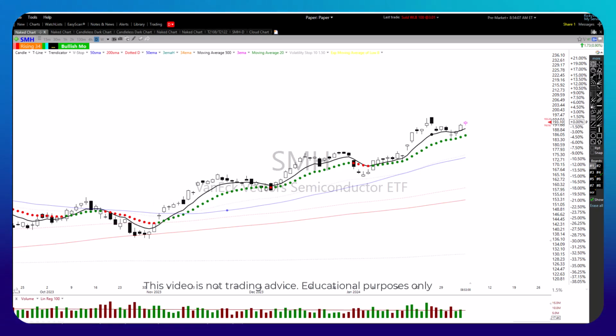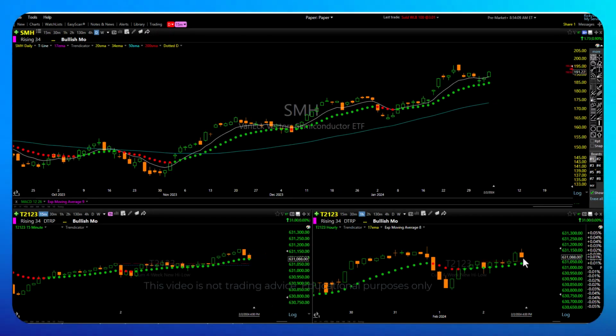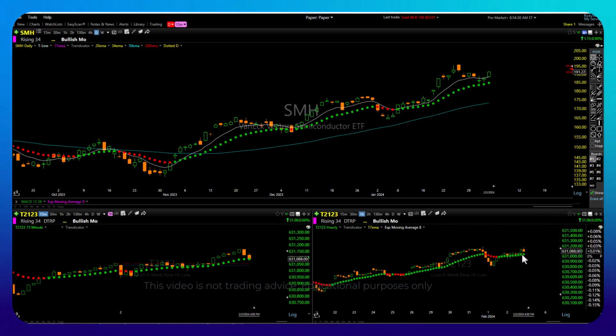Everything is looking bullish. The T2123, we fell down a little bit last week. We got a little bit underwater on that, but it looks like the bulls have brought that back up. So at the close of Friday, I'm going to have to look at this and say we're bullish, because price is now back on top of those green dots. Now, I would like this a little bit higher.